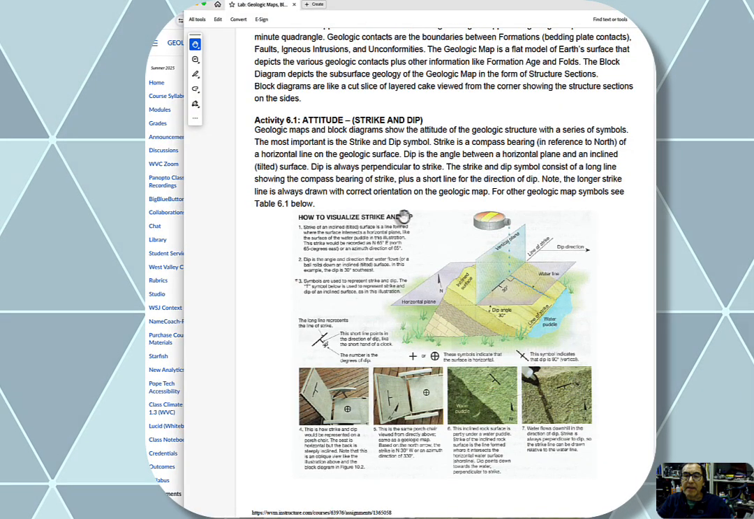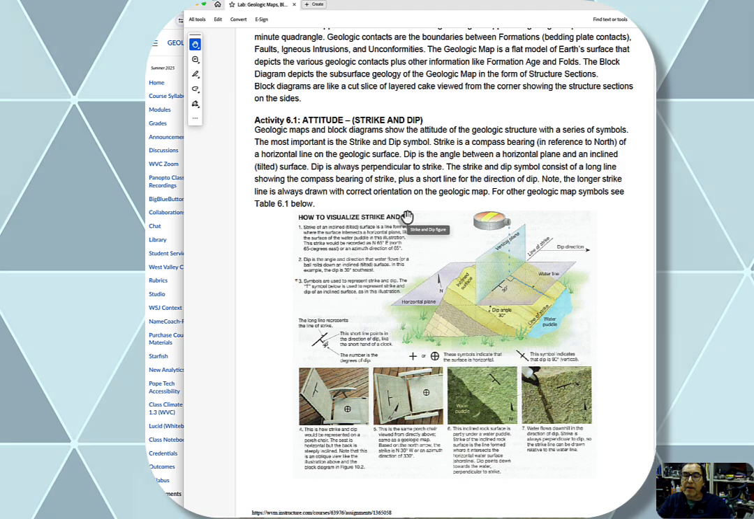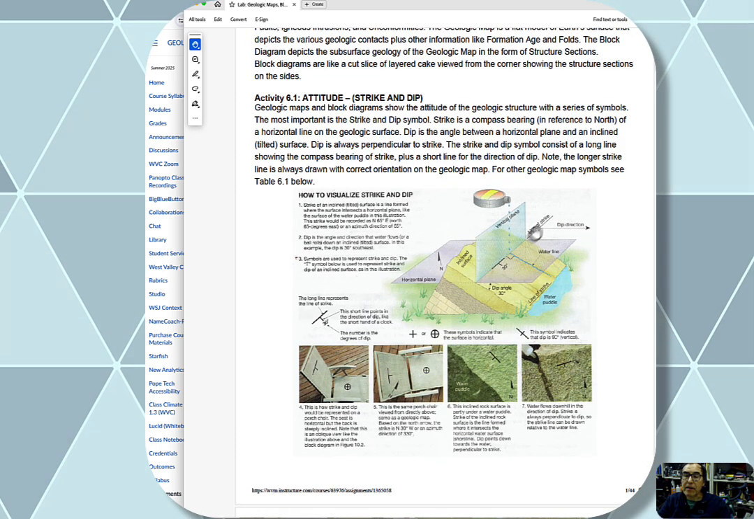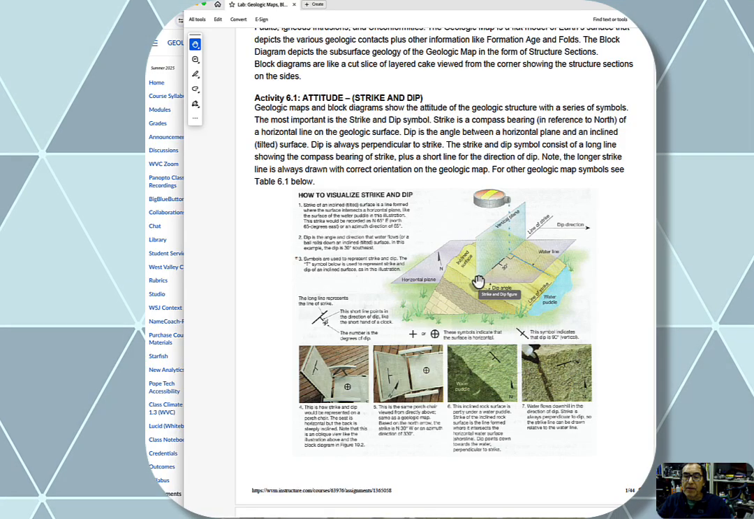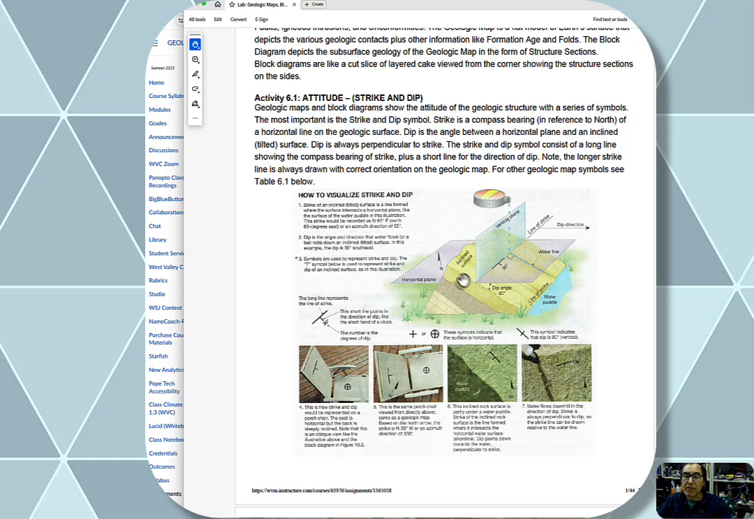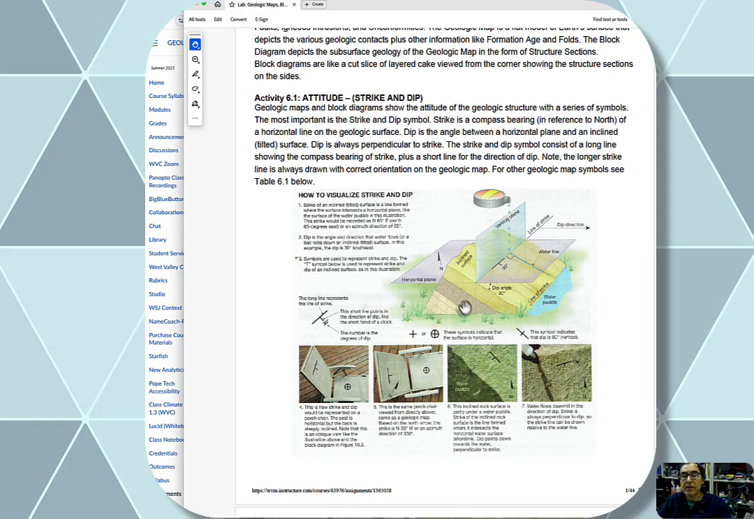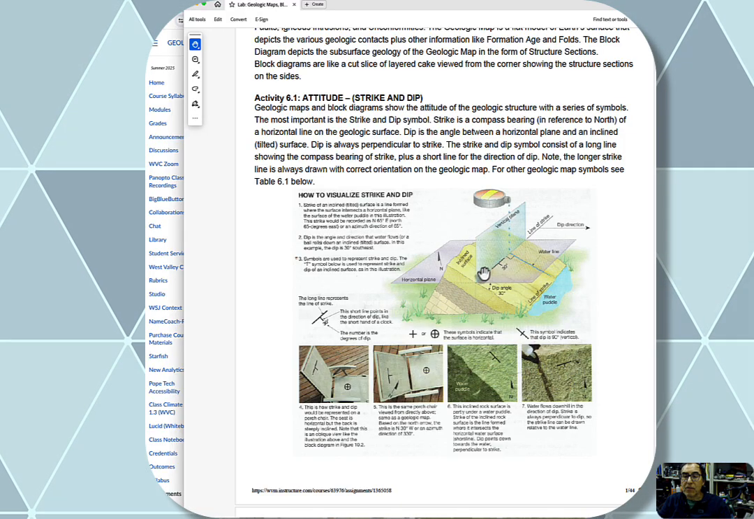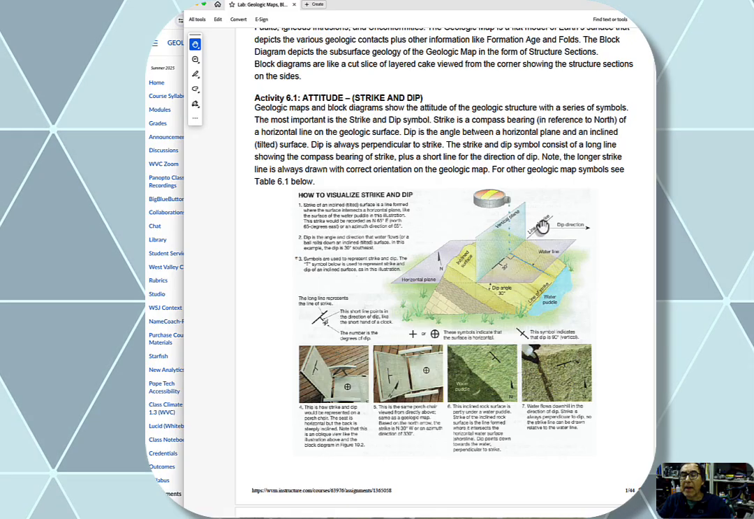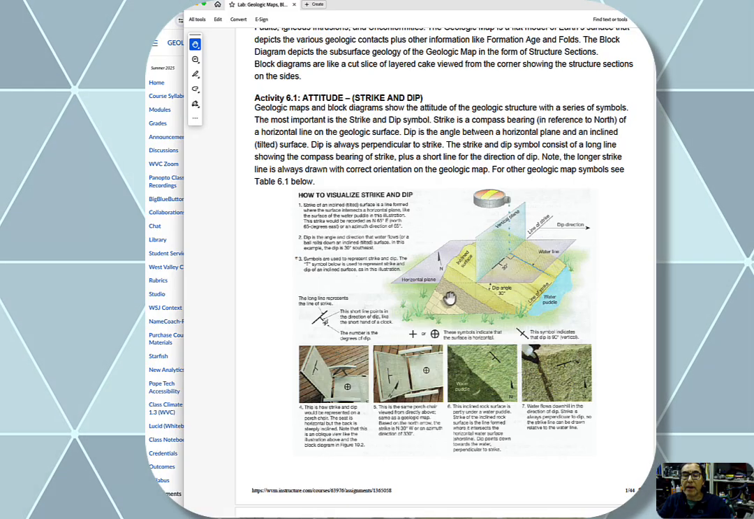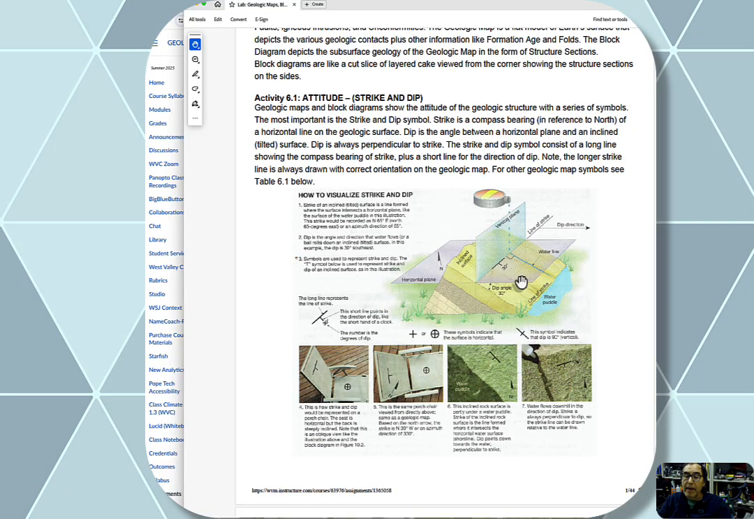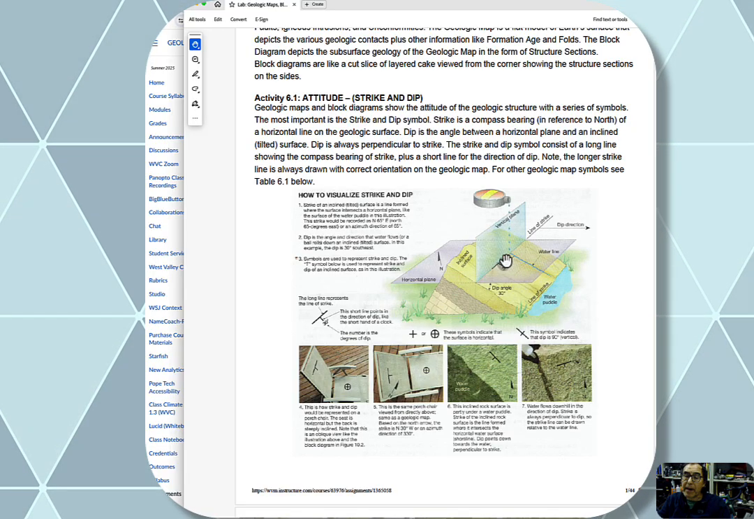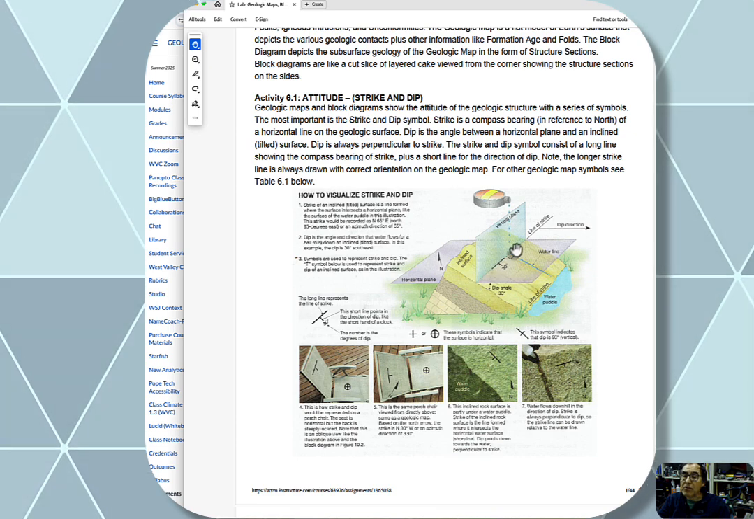So the key thing to strike and dip is that strike is going to be this longer line, and it's really a compass direction. For example, for these tilted or inclined sedimentary beds here, note that we have a north arrow. The strike line is an imaginary horizontal line on the geologic surface, and in this case it's paralleling the water surface, right? If the water level went higher, it would make an imaginary horizontal line.